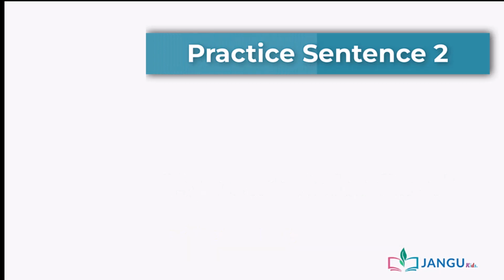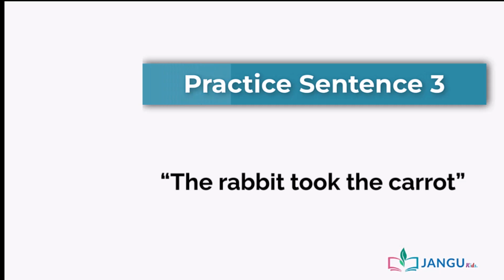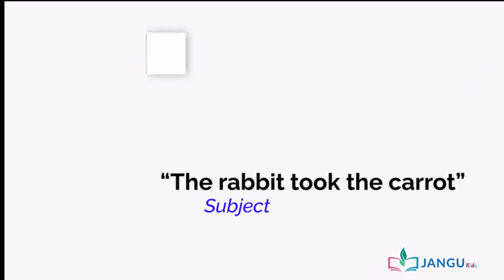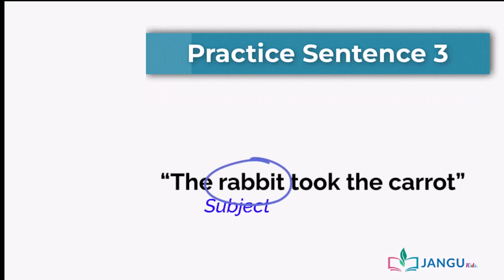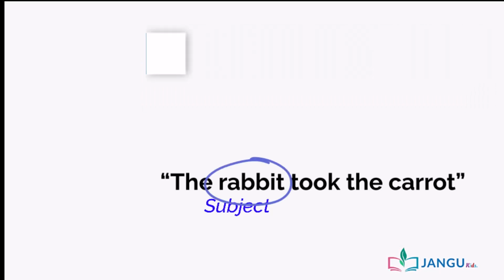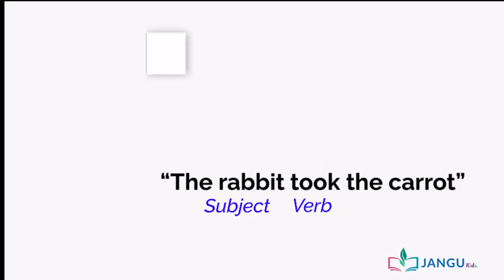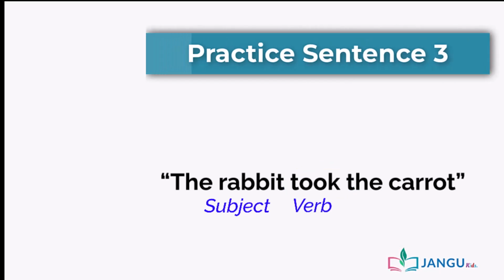Sentence 3. The rabbit took the carrot. What voice is that sentence? Aha! Did you say active voice? Excellent! It is an active voice sentence because the subject of the sentence, which is the rabbit, comes before the verb in the sentence.